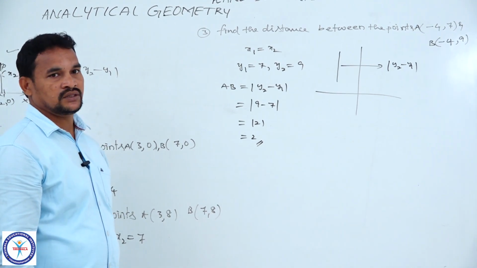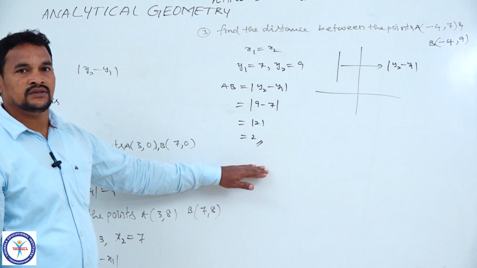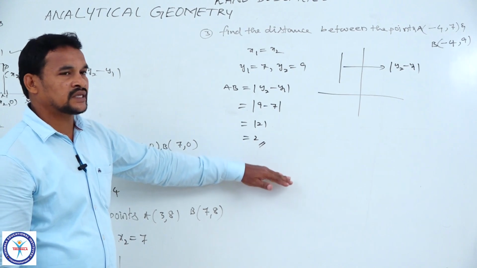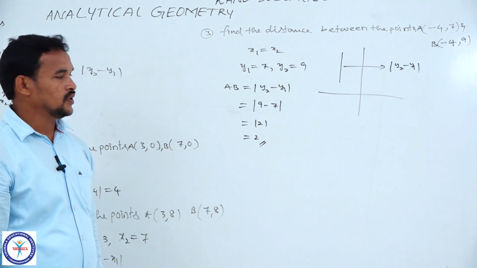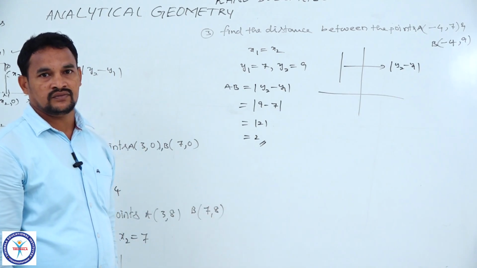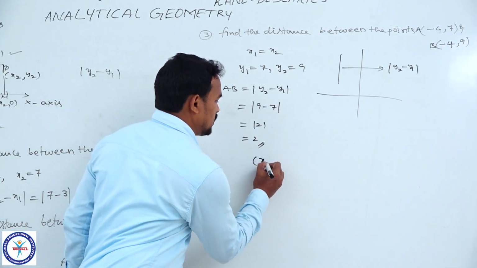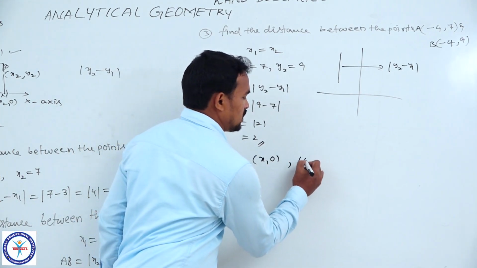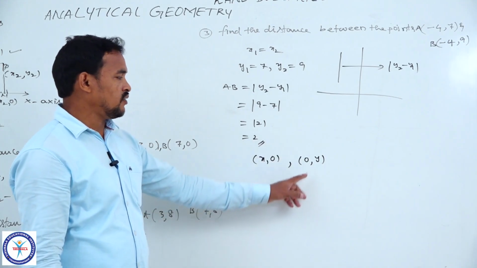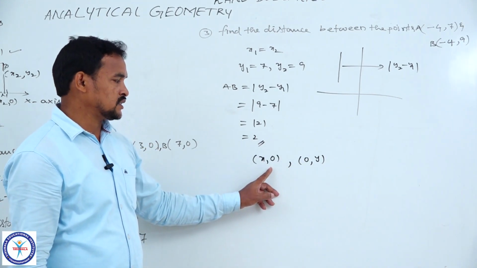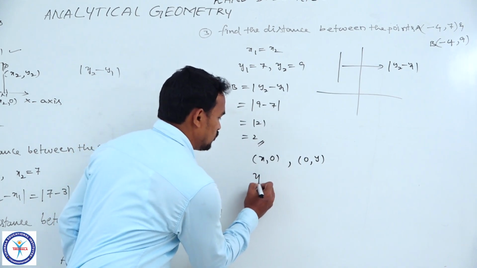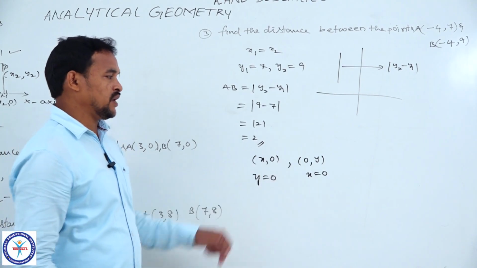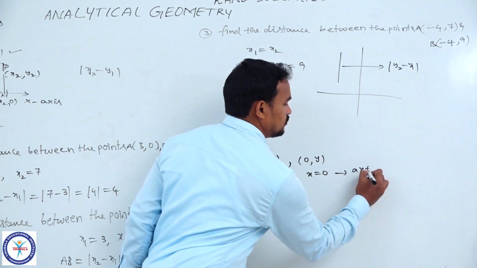Up to now we have already learned some concepts in coordinate geometry. How do we take a point on the x-axis or y-axis? On the x-axis, when you take one point, its standard form is (x, 0). If you take one point on the y-axis, it looks like (0, y). Because on the y-axis the x value is 0, and on the x-axis the y value is 0.